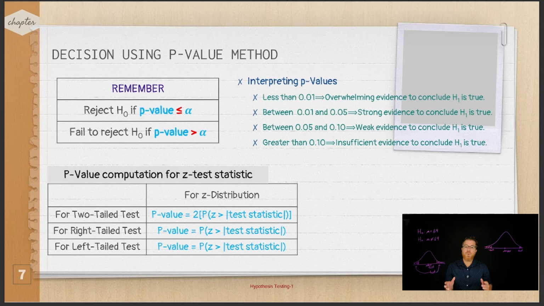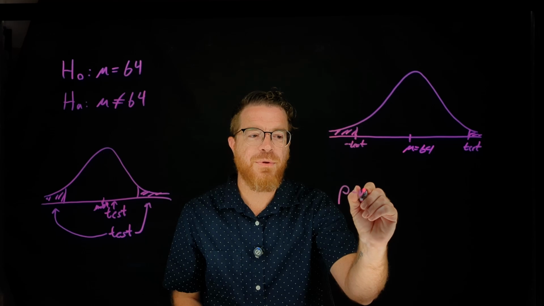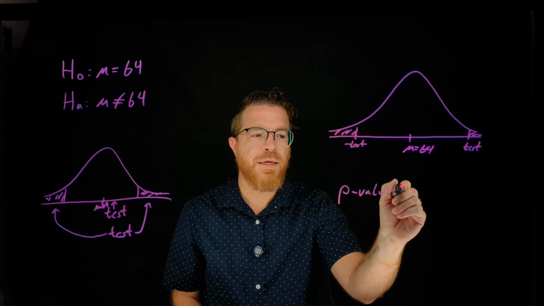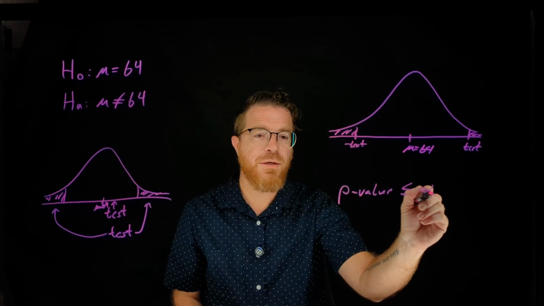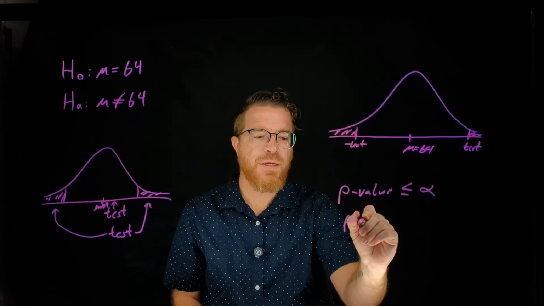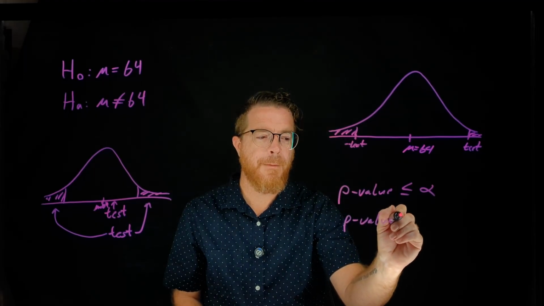But first, let's talk about what are the actual decisions that you make. You found your p-value, now what? So what we're going to do is compare our p-value to our level of significance alpha. And there are two different outcomes that we would expect. We're either going to have that our p-value is less than or equal to alpha, or our p-value is greater than alpha.